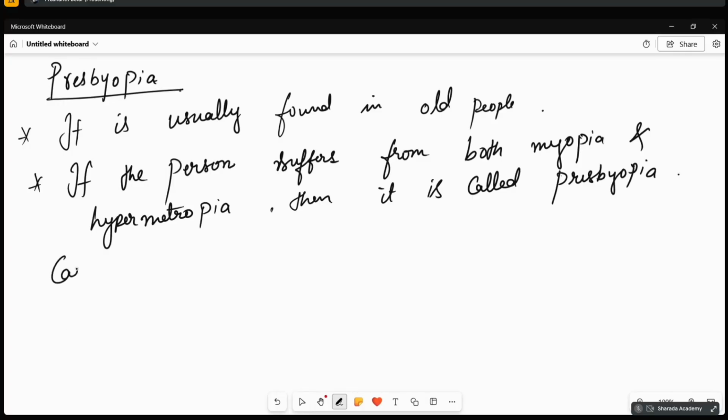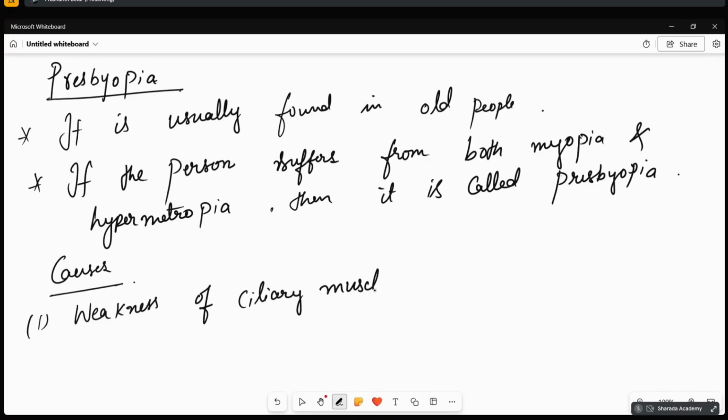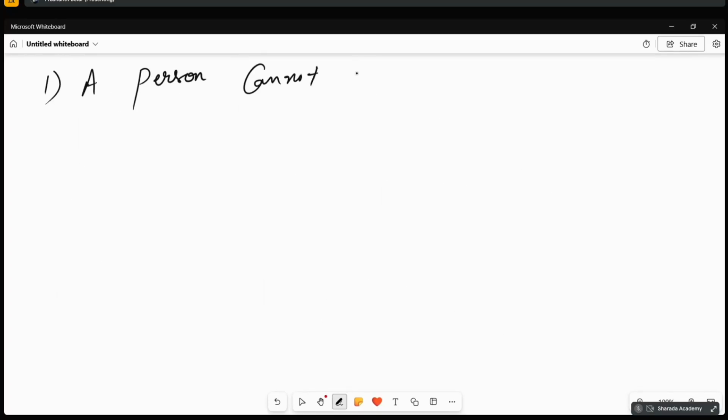Causes: first, weakness of ciliary muscles. Second, hardening and loss of elasticity of the eye lens.